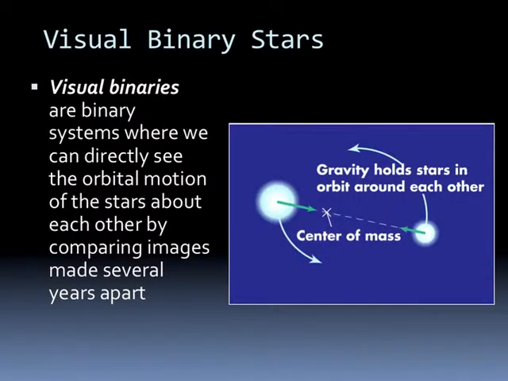Most binary stars are only a few astronomical units apart, and a few are even close enough to lightly touch. We have different types of binaries. The first is a visual binary. They're systems where we can see the orbital motion of the stars around each other by comparing images made several years apart. So I'll usually have a larger star and a smaller star, and they will be rotating around this common center of mass.